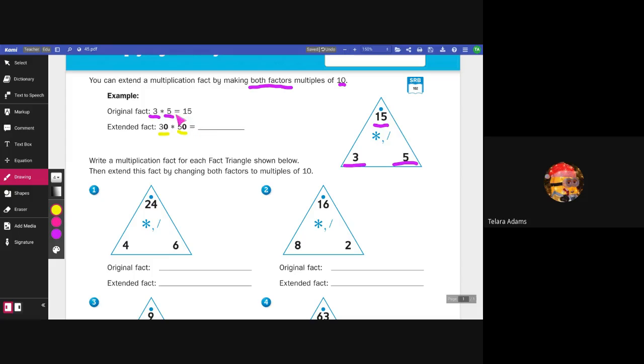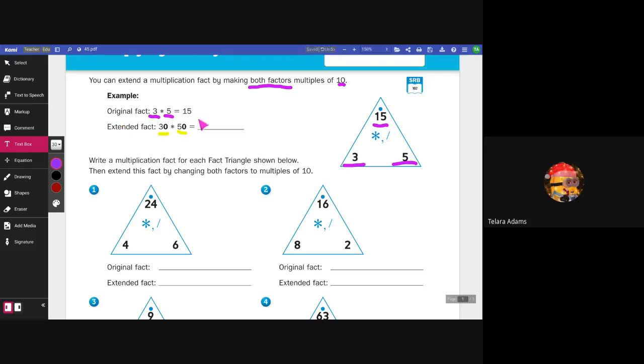The good thing is, if I know my basic facts, we talked about those first digits. If I know that 3 times 5 equals 15, I'm going to go ahead and type that on my line. Now I'm going to add my zeros. How many zeros do I have in this equation? Yes, 2. 1, 2.